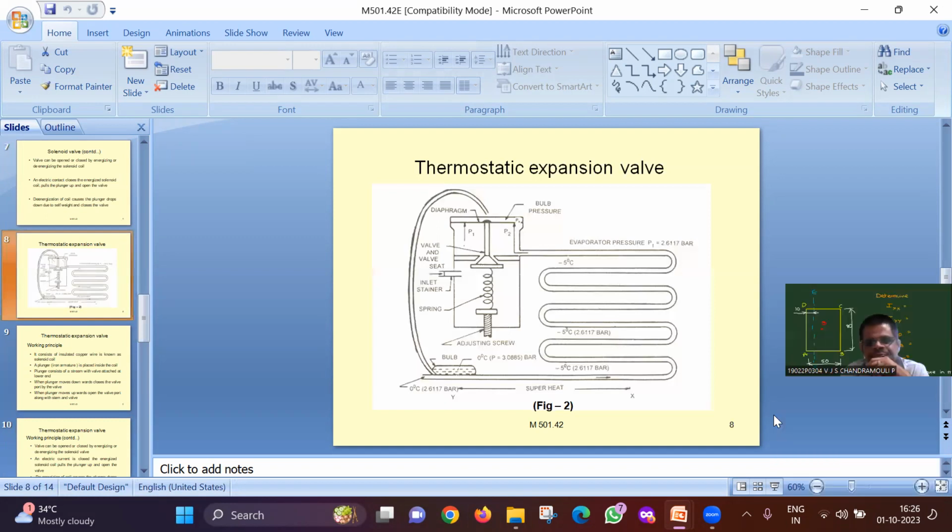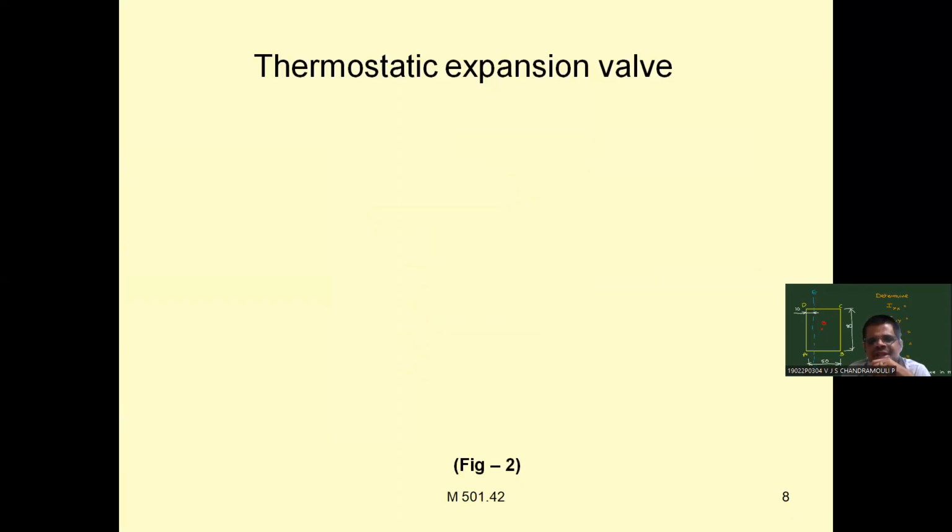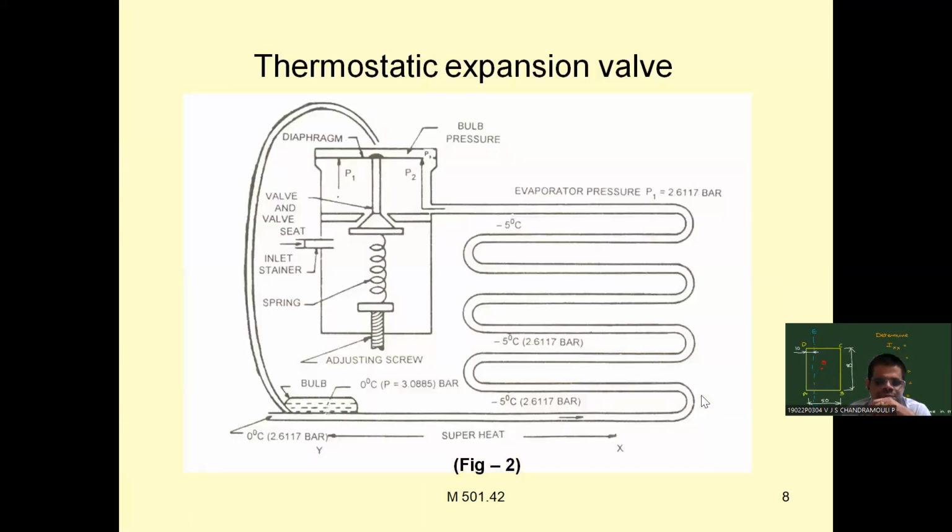So this is a thermostatic expansion device. Just observe what the various components in this thermostatic expansion device are. Here it consists of a valve. So where is that valve? See, here it is. Okay, so this is the valve. I think you are able to see my cursor. And this is the entry into the expansion device.